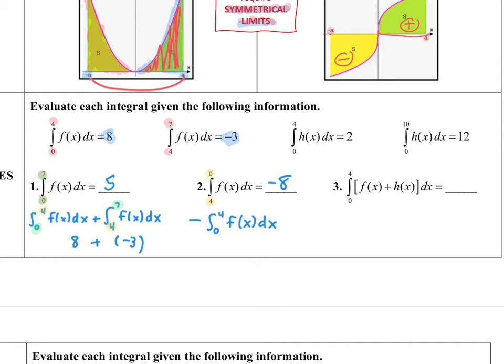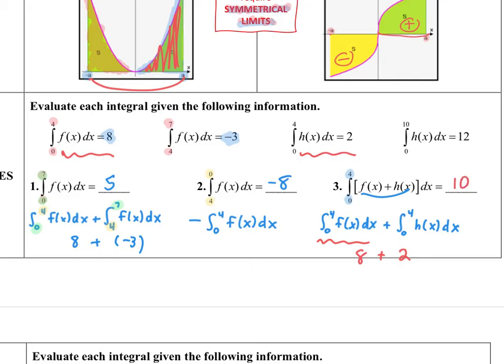For question number 3, the sum and difference property number 4 allows me to split this into two separate integrals, both of which will have limits that run from 0 to 4. Once I do that, I run up here to my known integral values. I see that the integral from 0 to 4 f of x dx is this 8, and the integral from 0 to 4 of h of x dx is 2, and 8 plus 2 gives me the answer of 10.